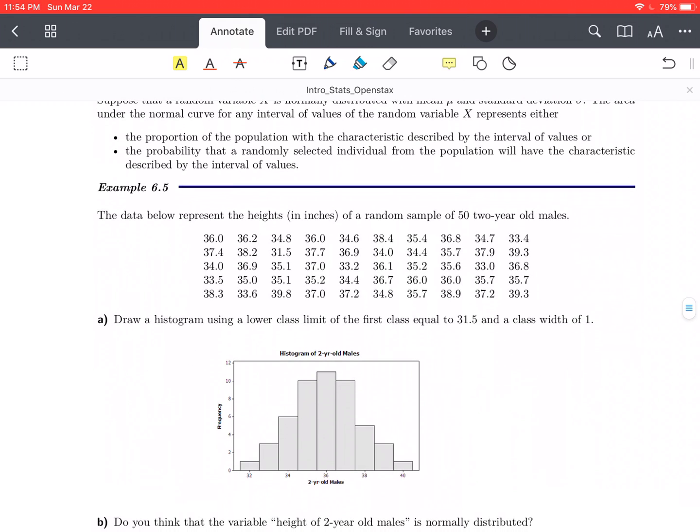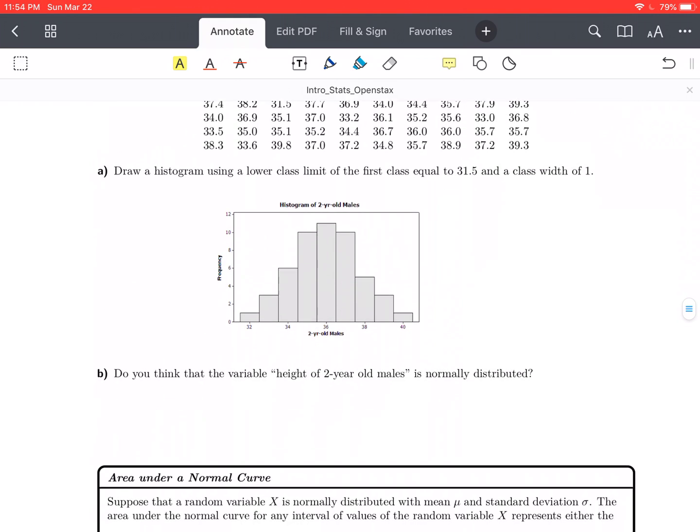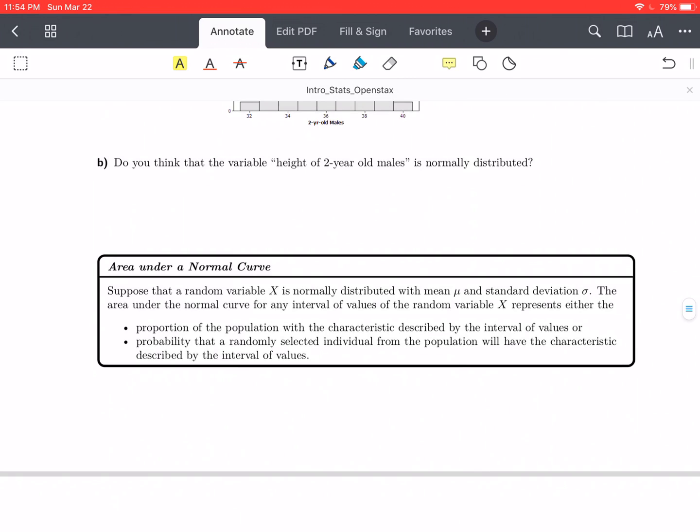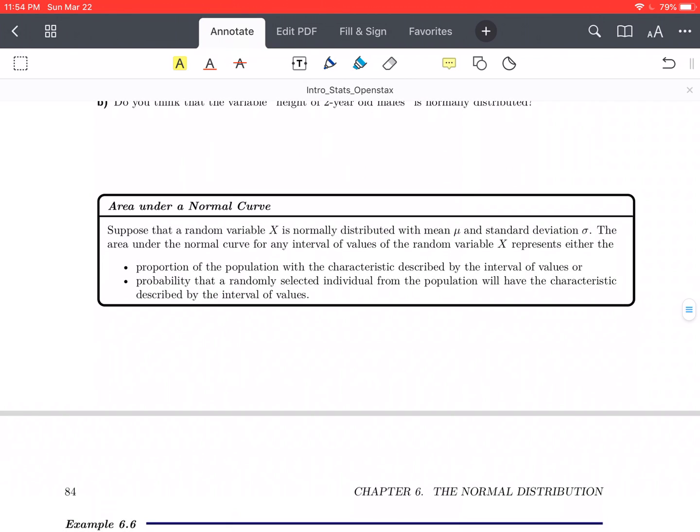So if we ignore this example, looking for area under a normal curve. Suppose that a random variable is normally distributed. The area under the normal curve for any interval of values of the random variable x is either the proportion of the population with the characteristics described by the interval of values, or the probability that a randomly selected individual from the population will have the characteristic described by the interval values.